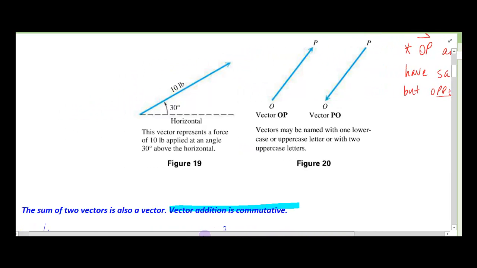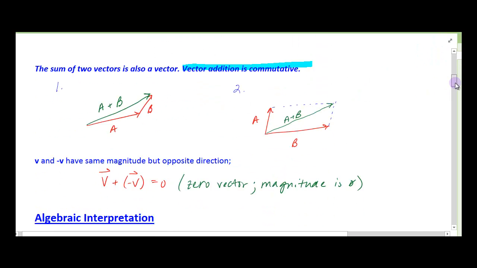Another idea we want to understand about our vectors is that the sum of two vectors is also a vector. So I can perform operations on these vectors. In other words, if I have the vector A, I add it to vector B, I end up with this new vector, which is just the result of A plus B. So one vector plus another vector yields a brand new vector. Understand also that vector addition is commutative, so I can switch it around and I would still end up with the same new vector.